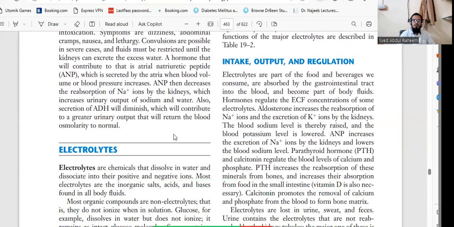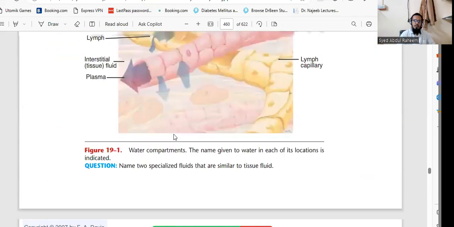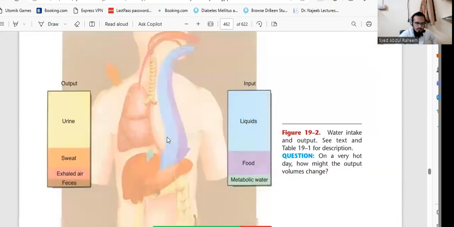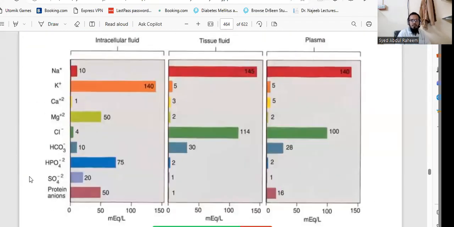So basically, yesterday we talked about fluid and electrolytes, acid base. In that, this diagram is very important. Every electrolyte may be an anion or a cation, and all are given here. This is very important.